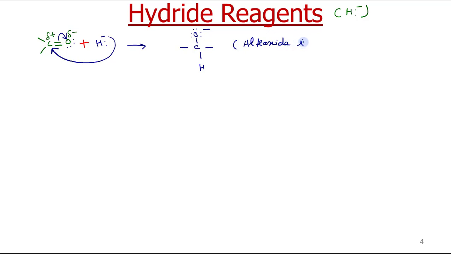So the first step is the formation of the alkoxide ion by the addition of H negative, which is hydride ion, to the carbonyl compound.